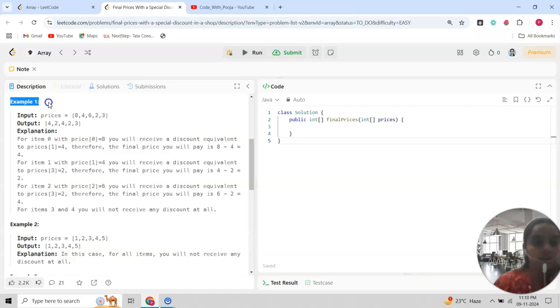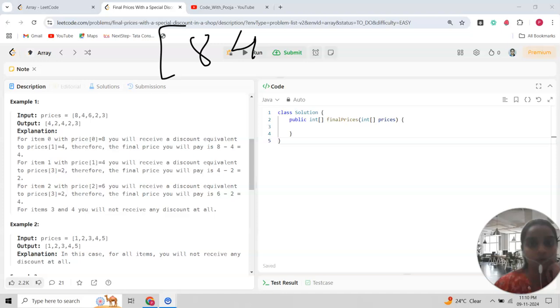Okay, so example 1, the prices are given as 4, 8, 6, 2 and 3. Okay, these are the 5 prices which are given. Now in the output, just forget about the output. Now we have to continue the process. Okay, now let's continue. 8, 4, 6, 2 and 3. These are the 5 elements with their respective price.